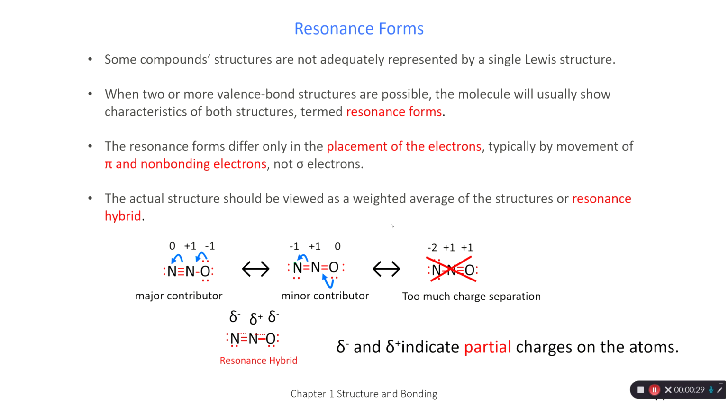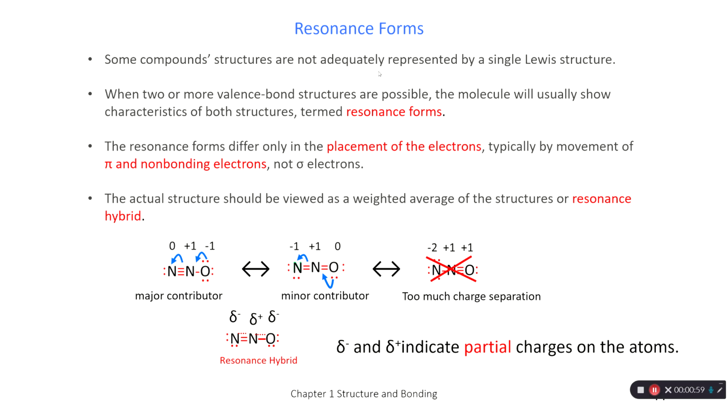So some compound structures are then not adequately represented by a single Lewis structure. We need to use multiple Lewis structures in some cases to accurately describe the situation for bonding in an organic compound. So when you have two or more valence bond structures that are possible, the molecule will usually show characteristics of both these structures or all of these structures, and these are called resonance forms.